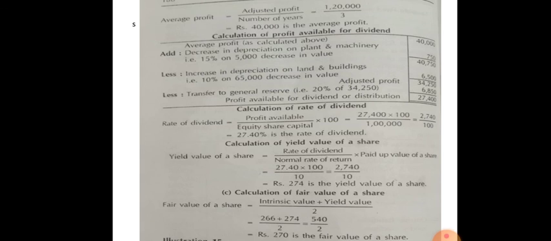Now combine the net assets value and the yield value. Fair value of share is the intrinsic value plus yield value: the intrinsic value is 266 plus yield value 274. The total is 540, divided by 2, and 270 is the fair value of a share.